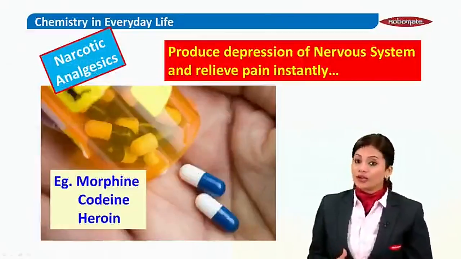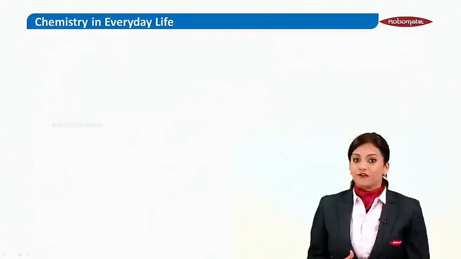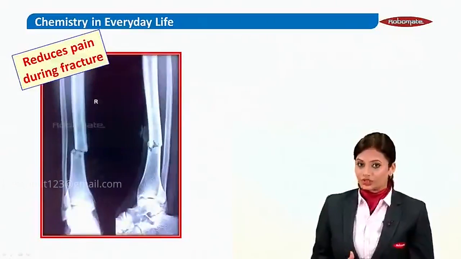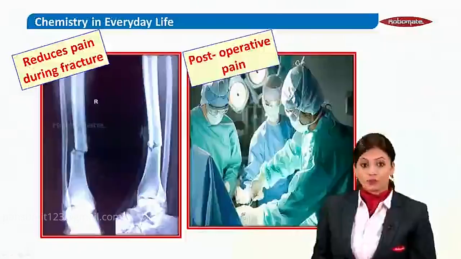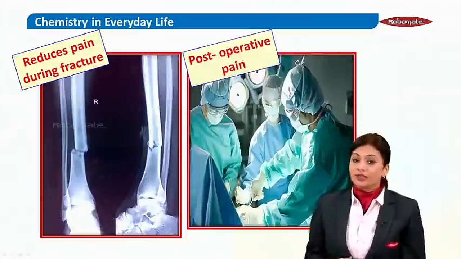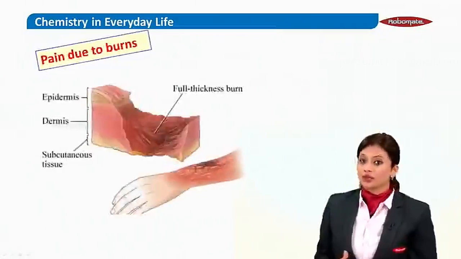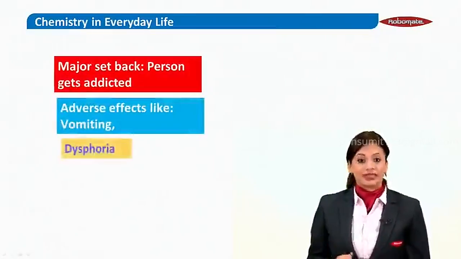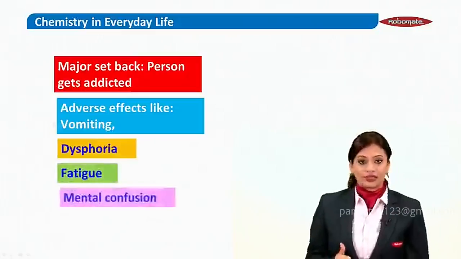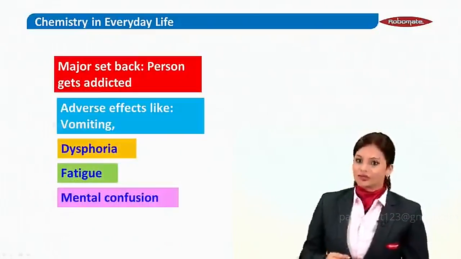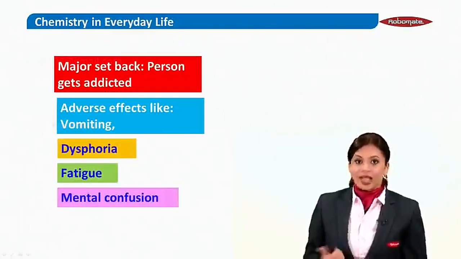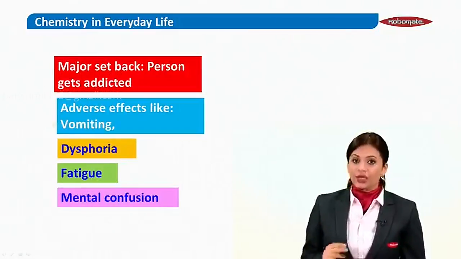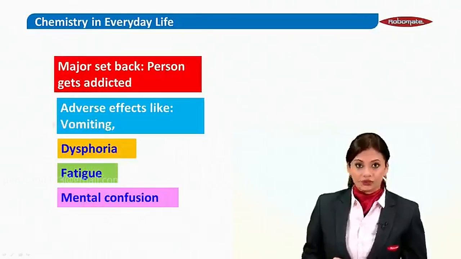Let's see when narcotic analgesics are used. First, they reduce pain during fractures. Second, they reduce post-operative pain. Third, they reduce pain due to severe burns. Now children, there is a big setback. While using narcotic analgesics for a long time, the person may become addicted to them. And adverse effects may be produced such as vomiting, dysphoria, fatigue and mental confusion.